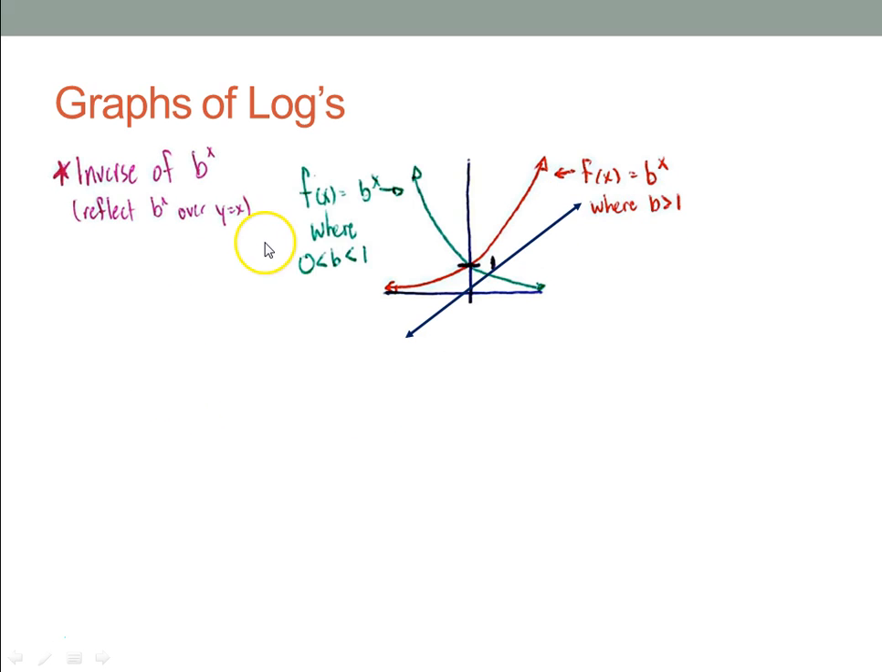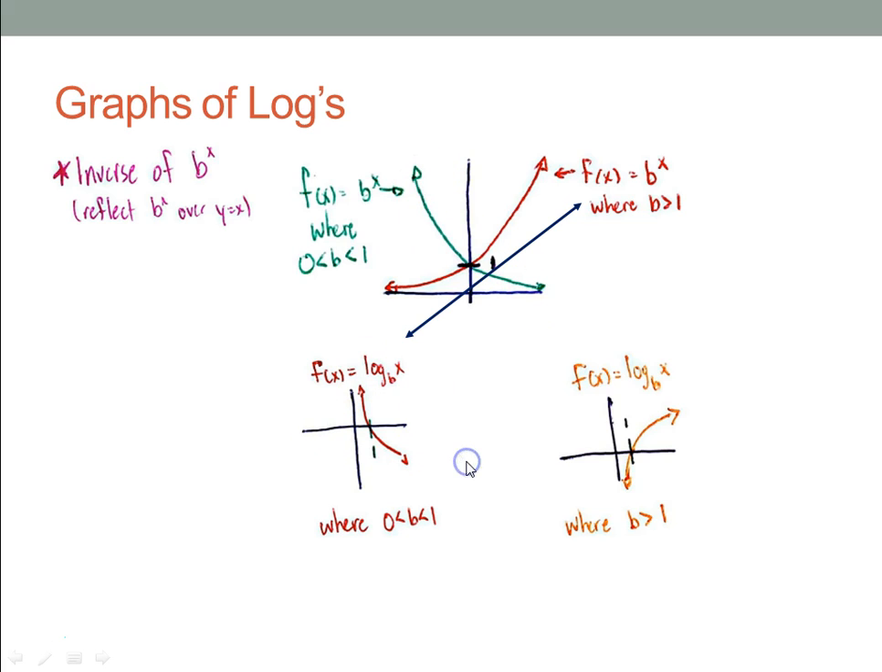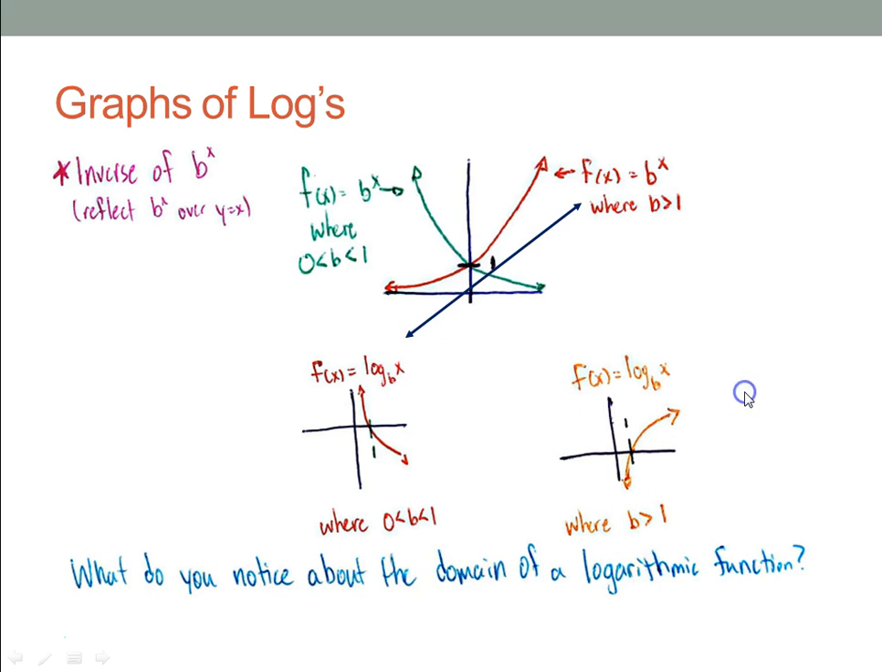And of course, if the inverse is reflecting that, I'm actually just reflecting b to the x over this blue line. So there we go. It must be this green line over this line here. Excellent. And if the base of the log is greater than 1, I reflect the red graph over the blue line, and I get this orange line here. Excellent. So what do you realize about the domain of a logarithmic function?